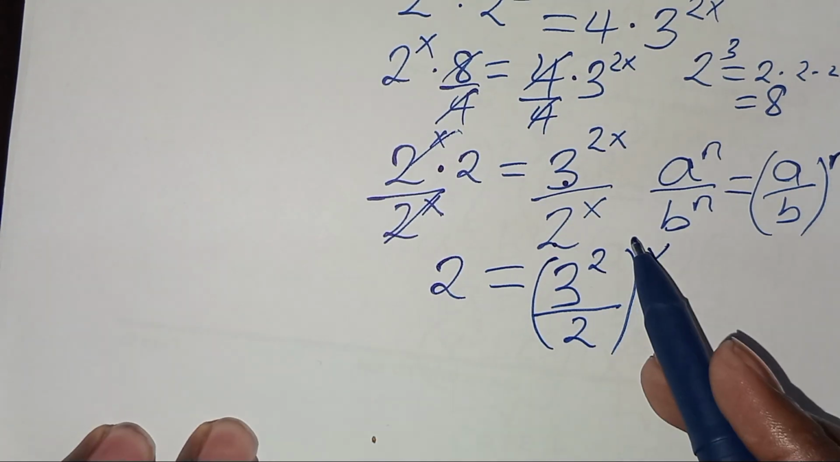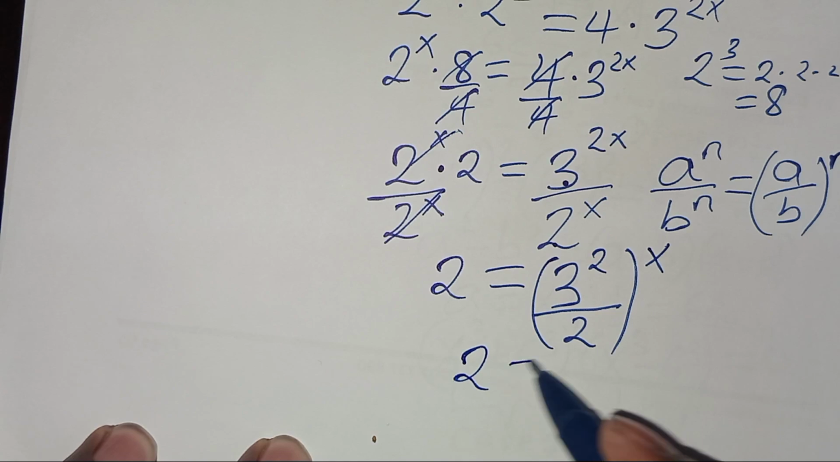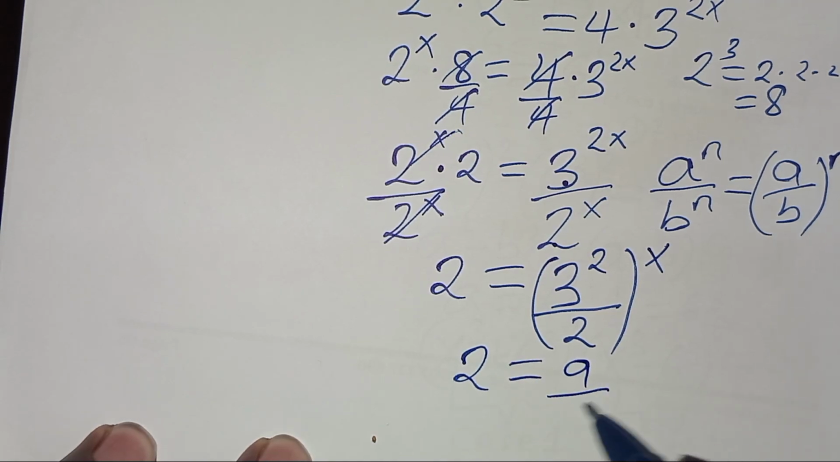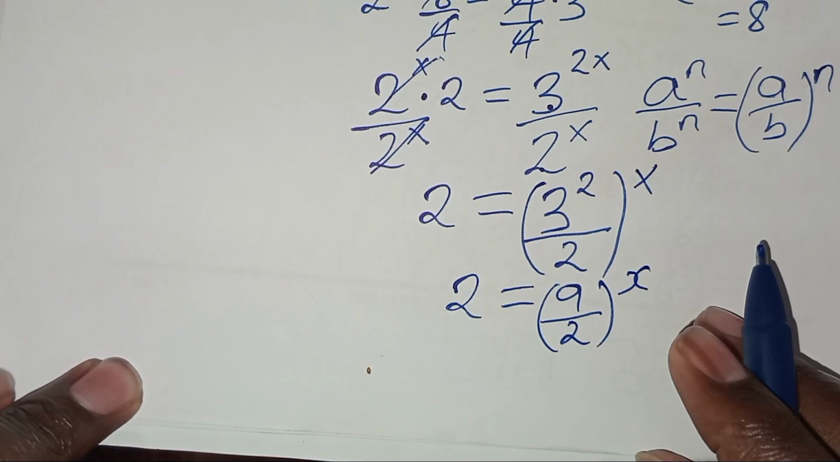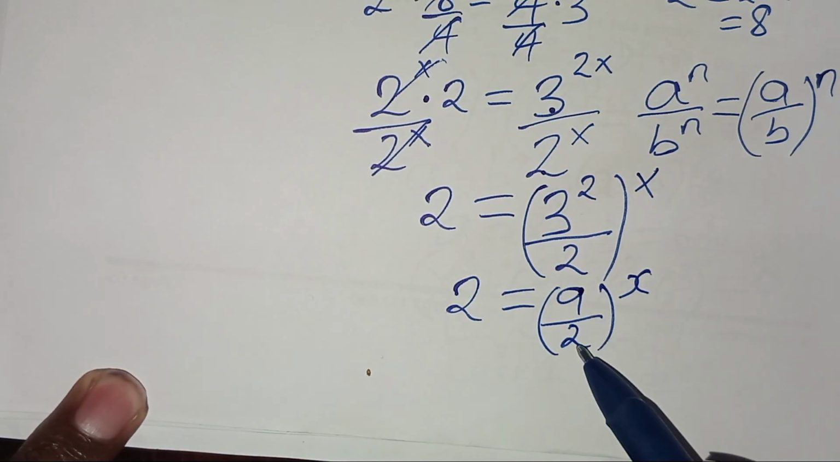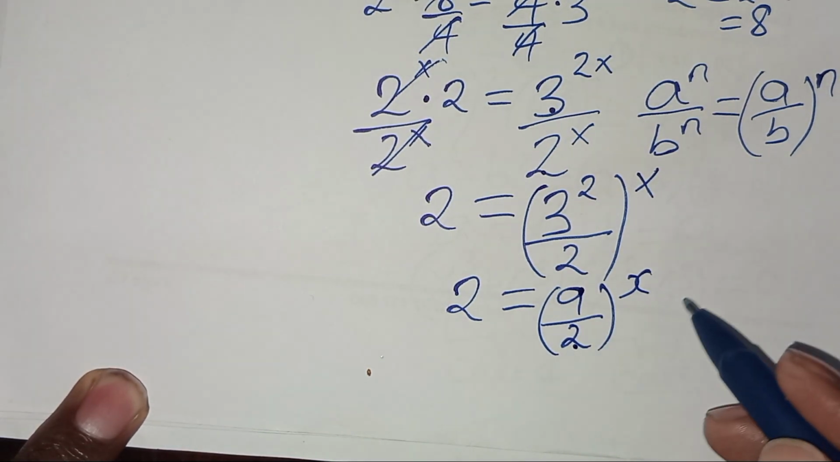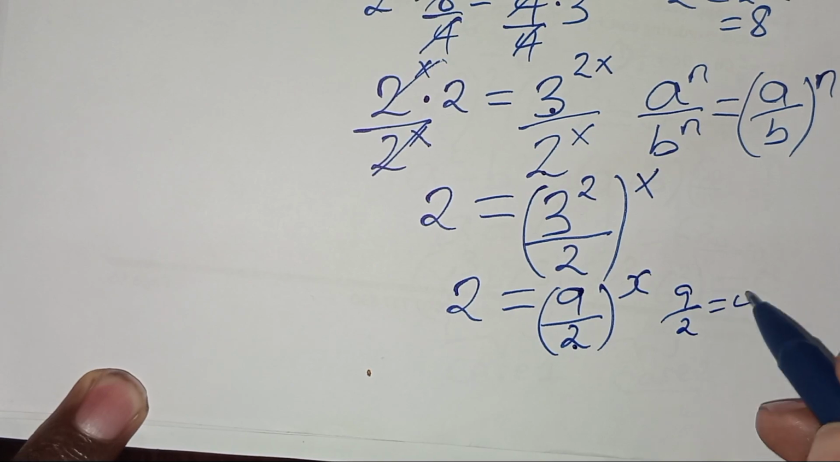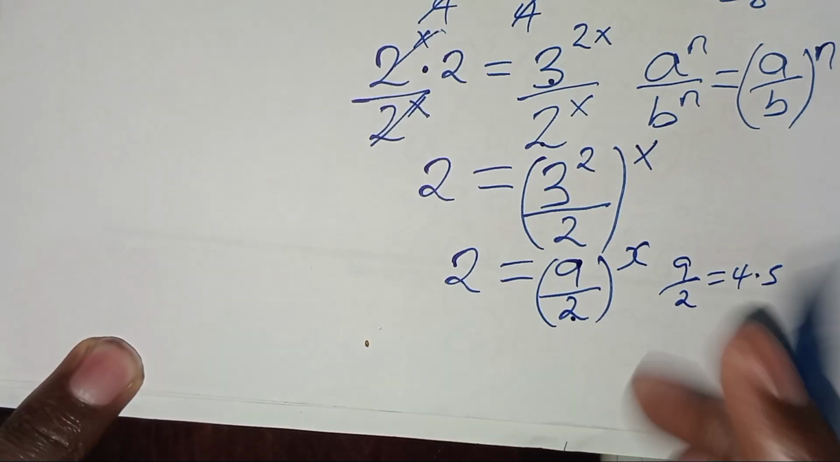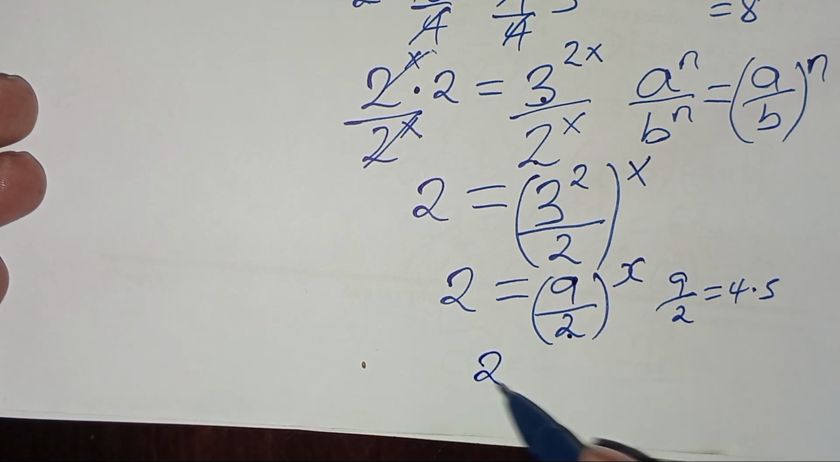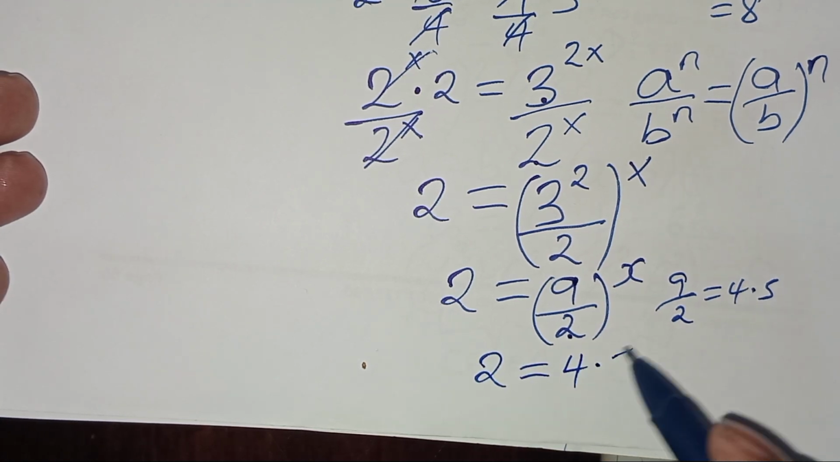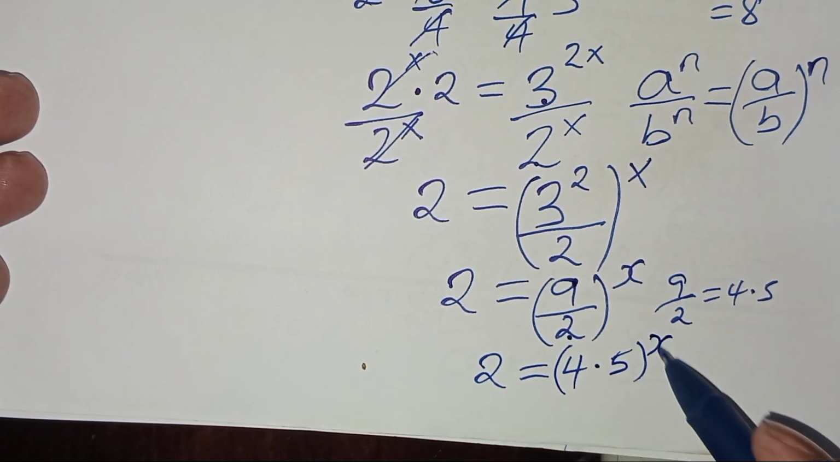Now 3 squared is the same thing as 9, so we have 2 equal to 9 divided by 2 raised to the power x. Now 9 divided by 2 is actually 4.5. So this means we have 2 equal to 4.5 raised to the power x.